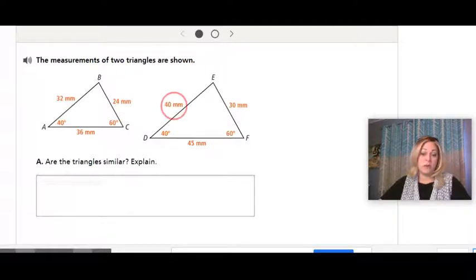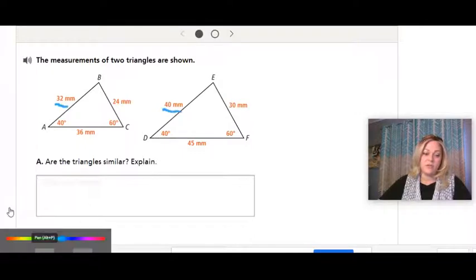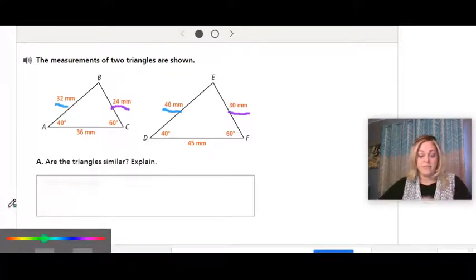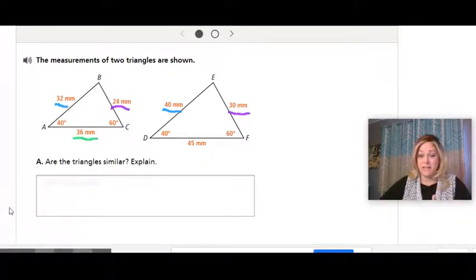Those are corresponding parts, or mark the corresponding shapes in the same color. So 32 corresponds with 40. 24 corresponds with 30. Notice I'm picking the left side of the triangle, left side of the other triangle. Now they're not always going to be left and right because the shapes could be rotated, but just be aware of that. You want to find corresponding parts. So 36 corresponds with 45. You need to figure out if these are similar, and based on the previous lesson, you need to find out if their ratios are the same.